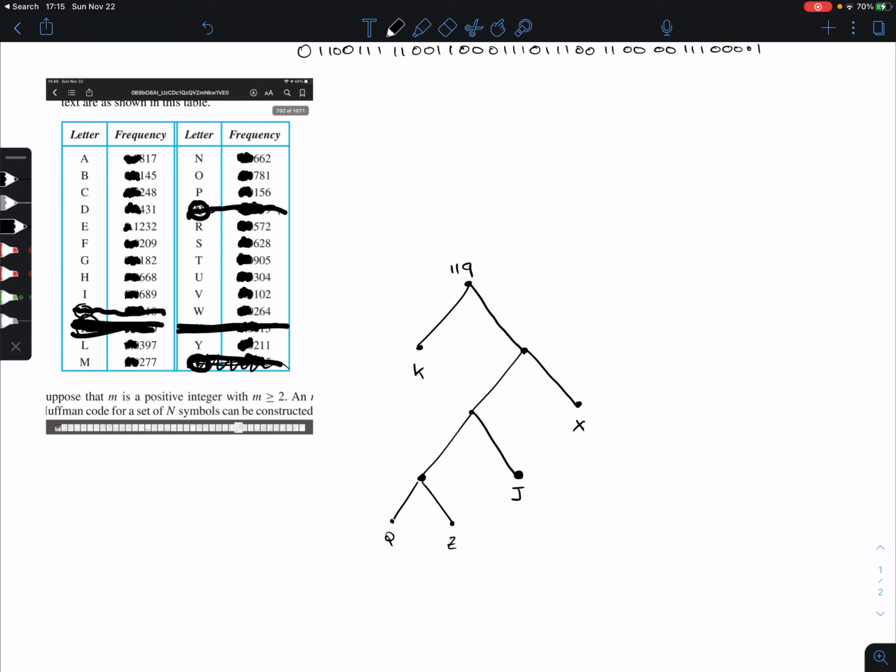That's one of the lowest, and I think the next lowest is the tree that I have here, right? Okay, and which one is higher in value? The tree that I have. So V will be on this side. Okay, and so we have the value of V, that's 102 plus 119 is 221. Great. Okay.